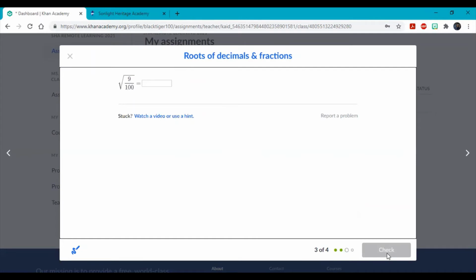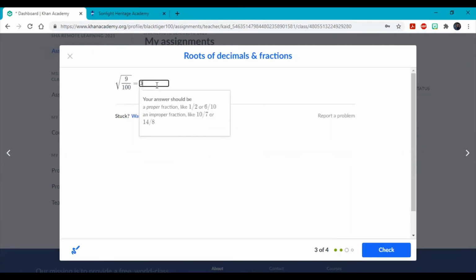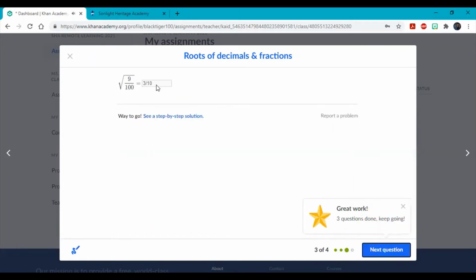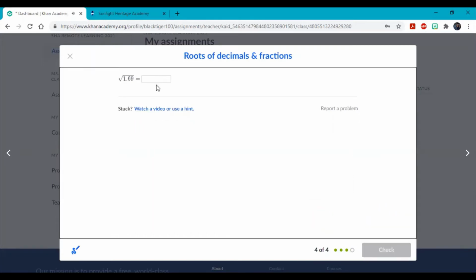Question 3. What is the square root of 9 over 100? Again, we're splitting these numbers up. The square root of 9 we should know is 3, because 3 times 3 is 9. And the square root of 100 we should know is 10, because 10 times 10 gives you 100. So the answer here should be 3 over 10. Very good. Let's move on to the final question.